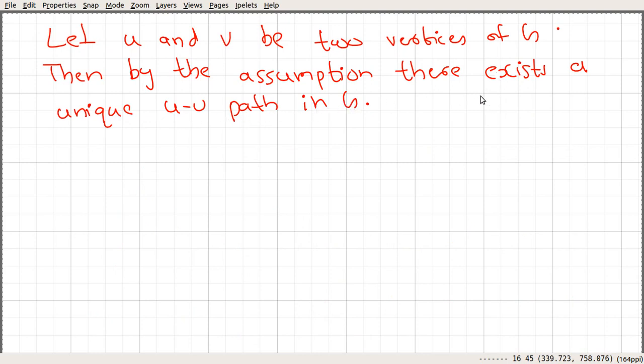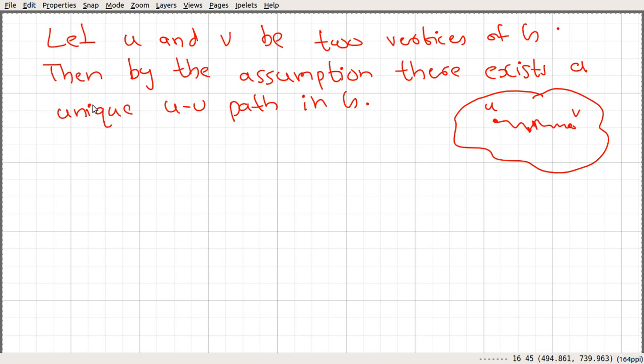Okay, so this is what it means. We have these 2 vertices u and v, and by the assumption there exists a unique UV path in this graph. Next, we are going to consider an edge in this path. We remove that edge, then we argue on the resultant graph. Let's see how that is done.